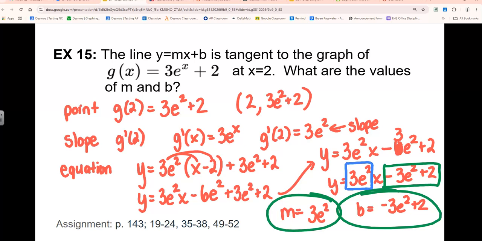So the assignment for this is going to be 19 through 24, 35 through 38, 49 through 52 on page 143. It is all of those problems, not odds this time. So you're going to do all of those. It is not due until Monday because tomorrow we won't have time to go over anything for that. But you got about 15 minutes now, so you should be able to get a good chunk of it done before you go because a lot of these are very quick.